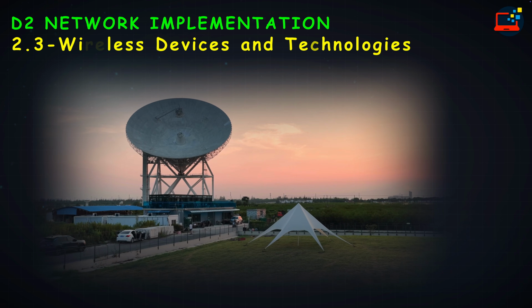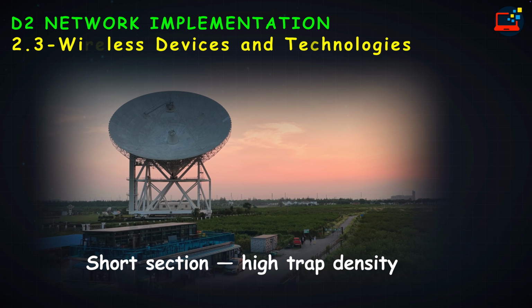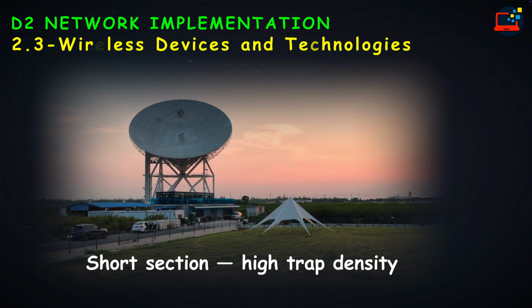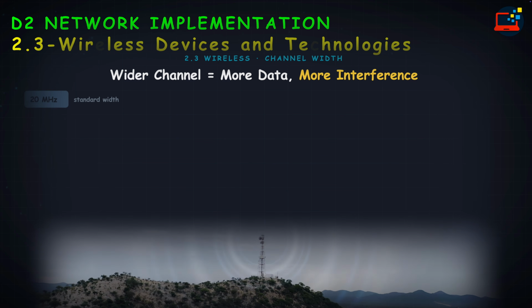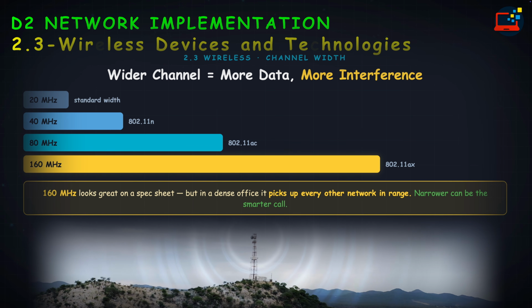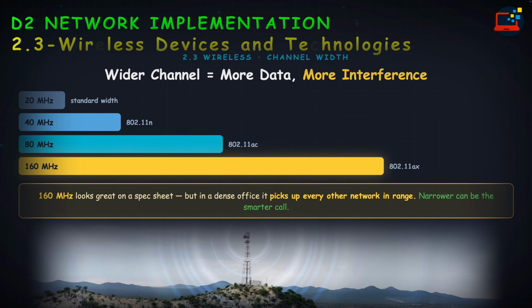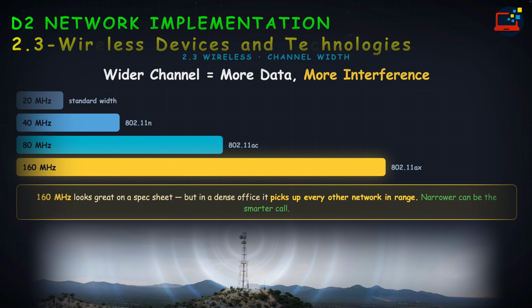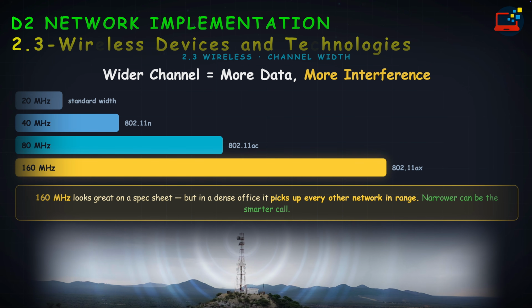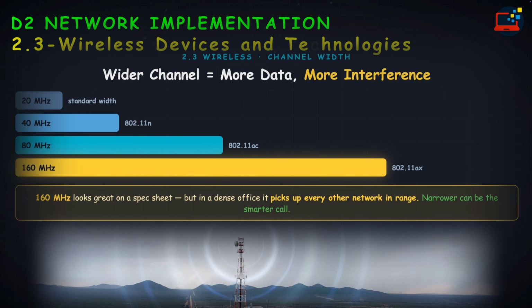2.3 is wireless. Wireless is short because the exam tests less depth here than on routing or switching, but the trap density is high. A wireless channel is a slice of frequency that an access point and its clients use to talk. Channel width is how wide that slice is. Wider channels carry more data, but cause more interference. 20 MHz is the standard width. 40, 80, and 160 are wider channels used in 802.11n, AC, and AX, respectively.